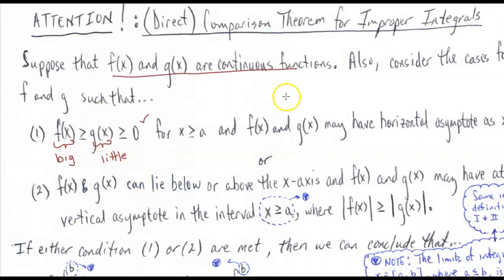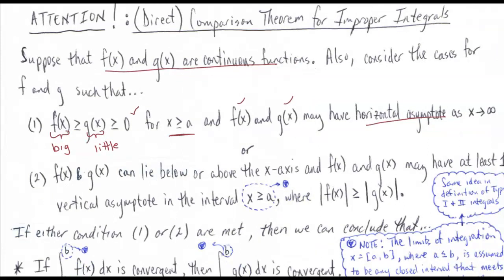Both of them lie above or on the x-axis for all values of x that are a or larger. And we know that one of these two functions may have a horizontal asymptote as x approaches 0. Now that's condition one. Condition two, we have our big function and our little function again.